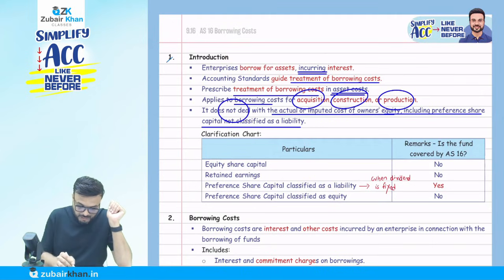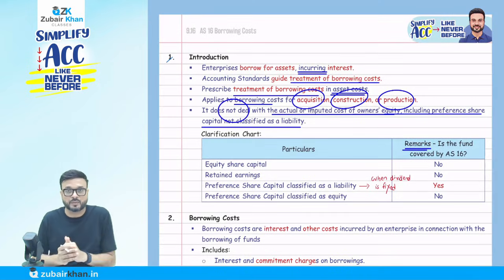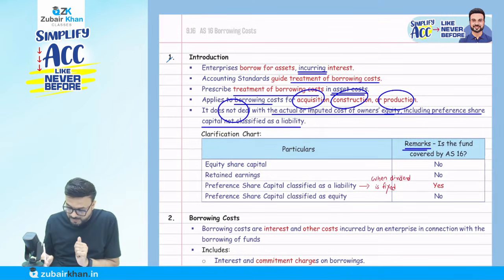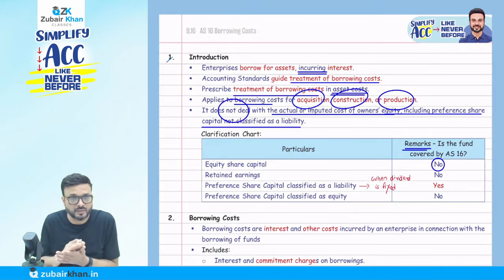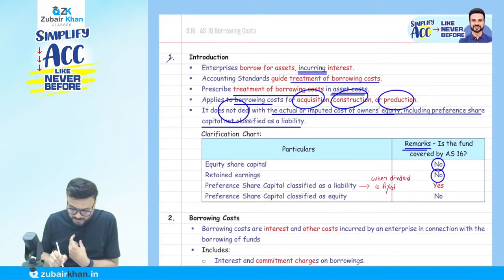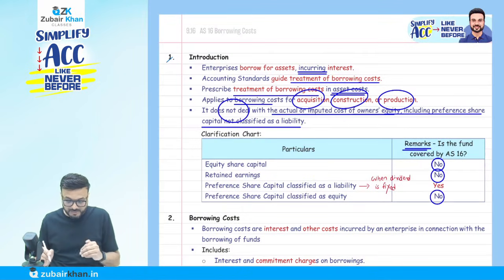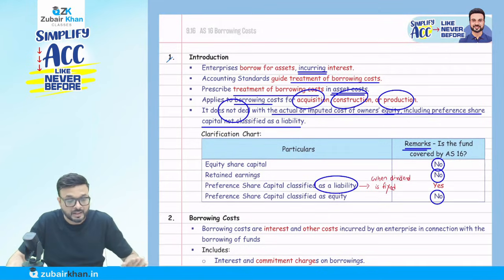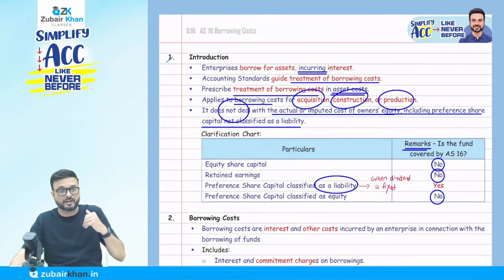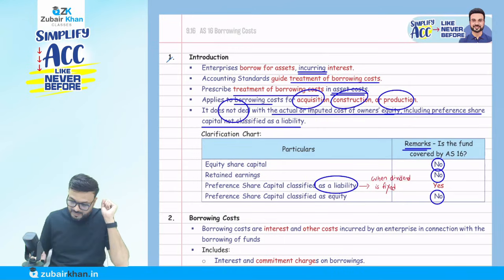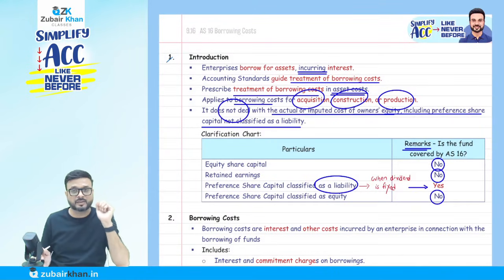Equity share capital is raised through the issue of shares. Is that fund covered by Accounting Standard 16? The answer is no. Any dividend is not a borrowing cost. Retained earnings are also not a borrowing cost. Preference capital classified as equity comes under share capital, so its dividend is not a borrowing cost. But preference capital classified as liability, where the dividend is fixed each year, means you raised the fund and you are paying a fixed amount of dividend. Then it is going to be covered by Accounting Standard 16.